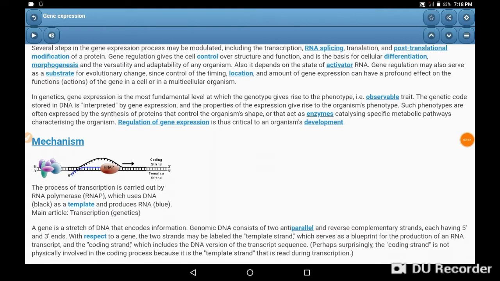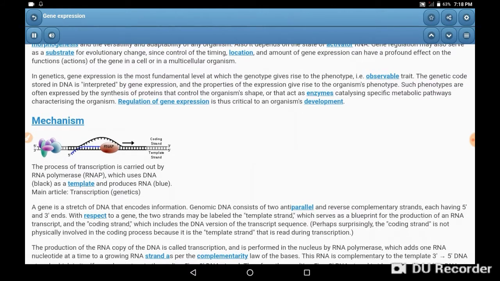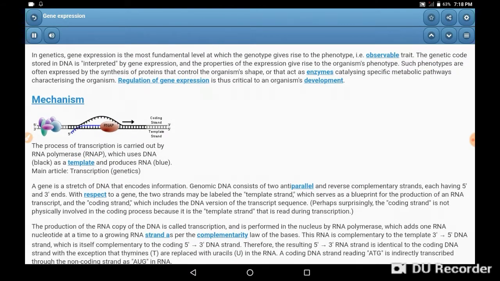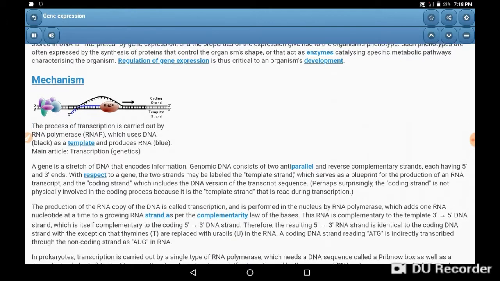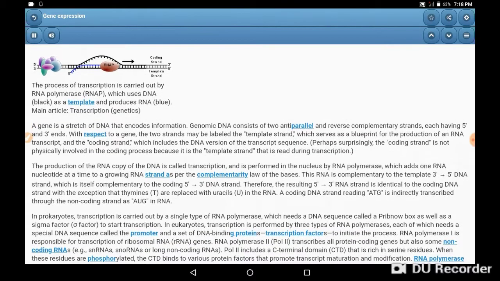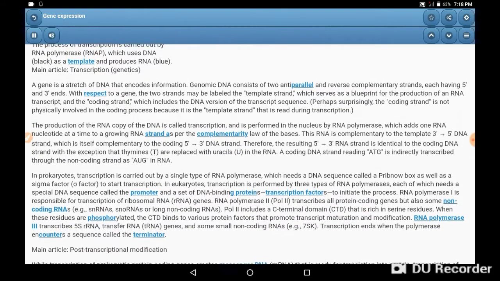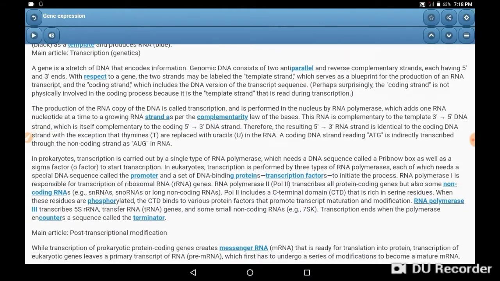Mechanism. The process of transcription is carried out by RNA polymerase (RNAP), which uses DNA (black) as a template and produces RNA (blue). Main article: Transcription (genetics). A gene is a stretch of DNA that encodes information. Genomic DNA consists of two anti-parallel and reverse complementary strands, each having 5' and 3' ends. With respect to a gene, the two strands may be labeled the template strand, which serves as a blueprint for the production of an RNA transcript, and the coding strand, which includes the DNA version of the transcript sequence.